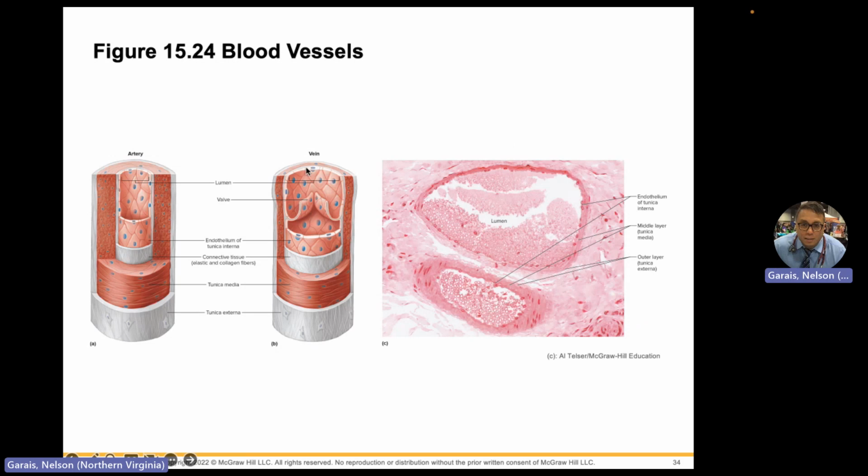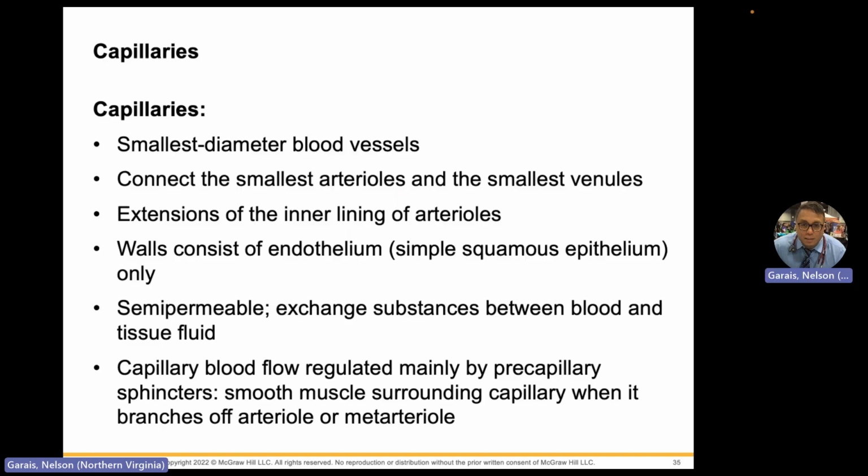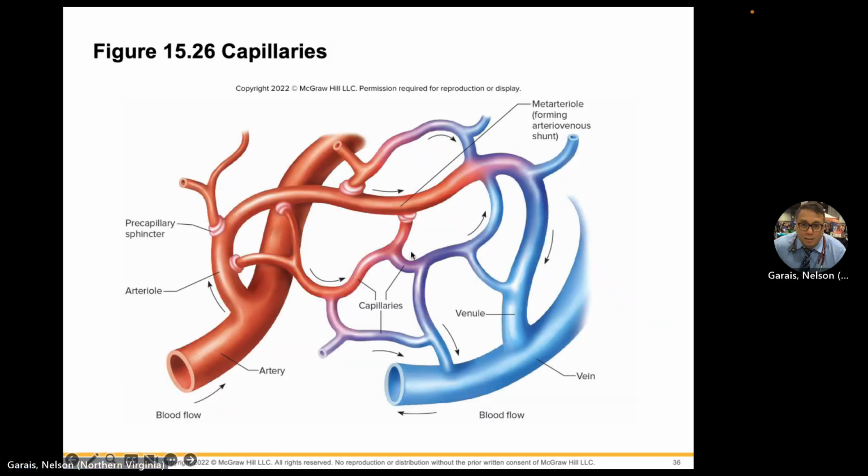Another valve system here for a vein. And you look at the tunica media, it is much thicker than the vein. It is thick in the artery because the artery is under high pressure. Capillaries, already discussed. You can see they're both red and blue, kind of purplish. And look how thin-walled they are compared to a vein and an artery.